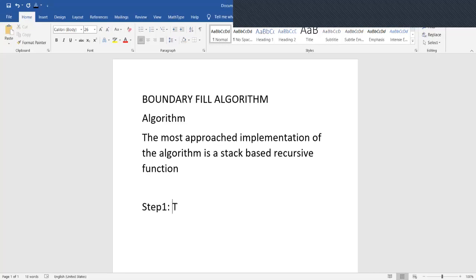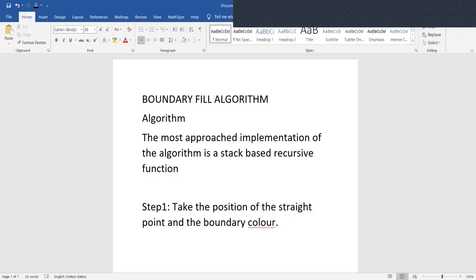Step 1 is take the position of the starting point and the boundary color. So we take the position of the starting point and boundary color.